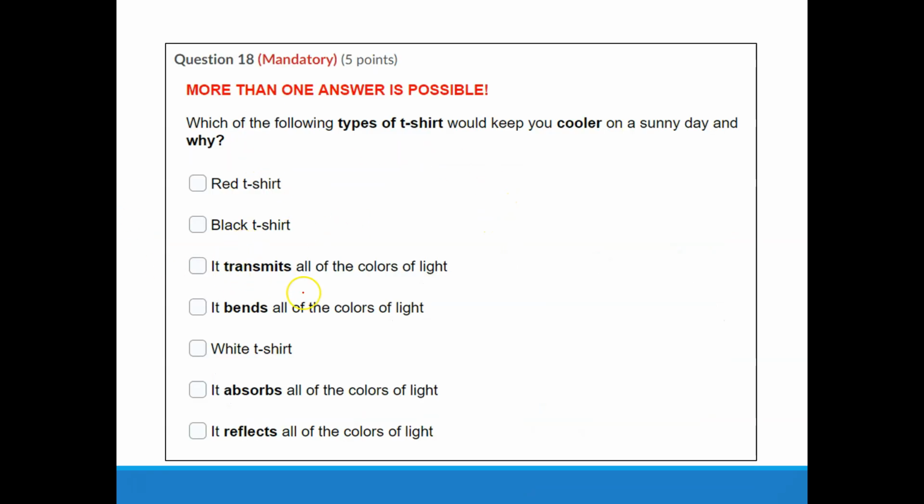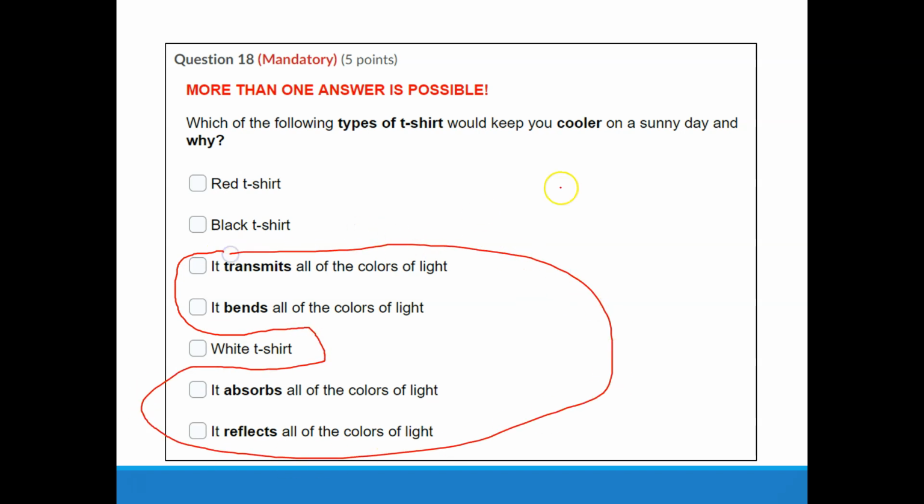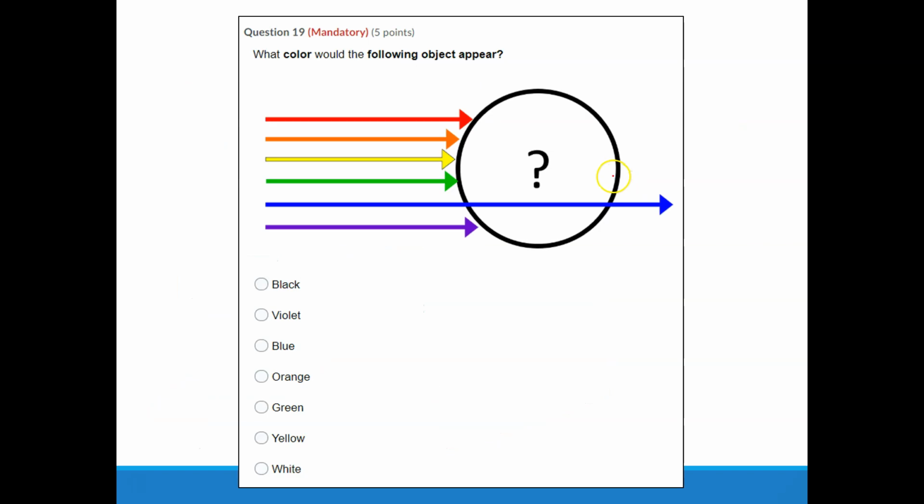All right, so at this point, you should be able to figure out which t-shirt will keep you the coolest, right, based on what we just talked about on this slide. But you should also be able to explain why. Is it transmitting, bending, absorbing, or reflecting all of the colors of light to keep you cool?